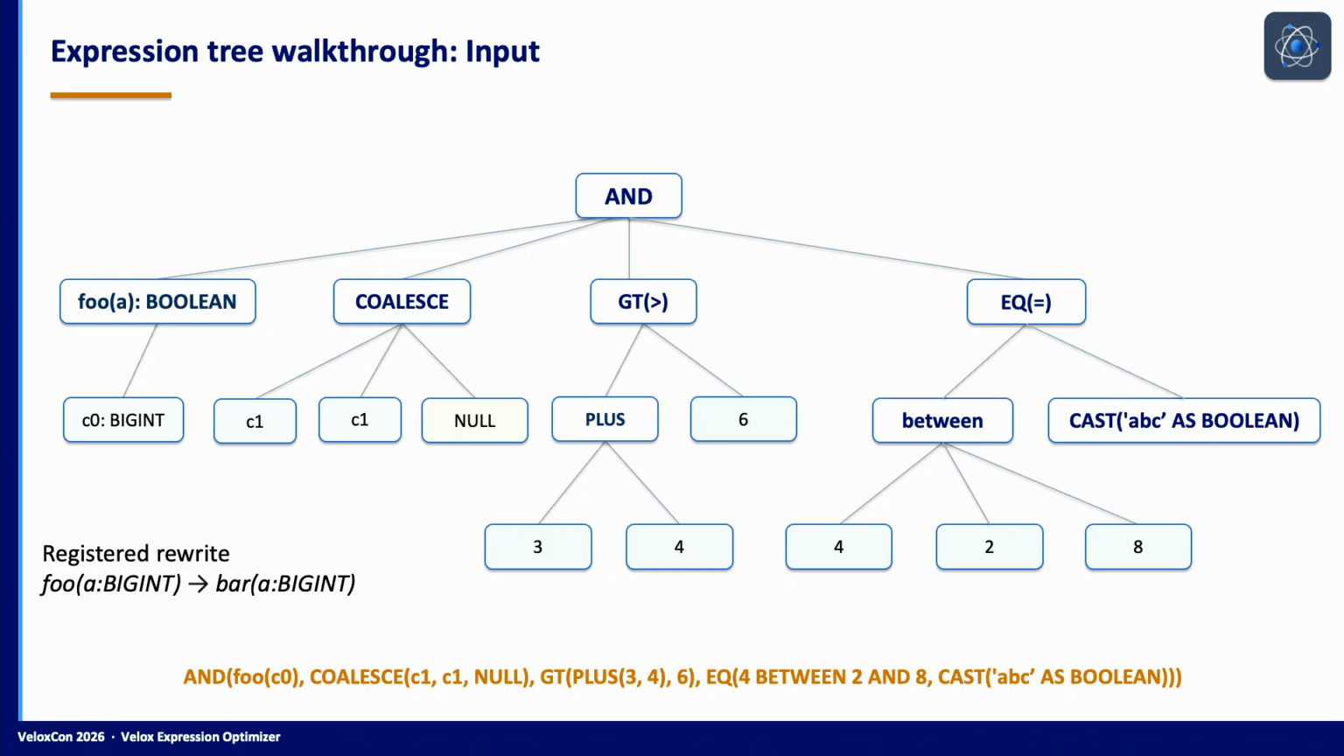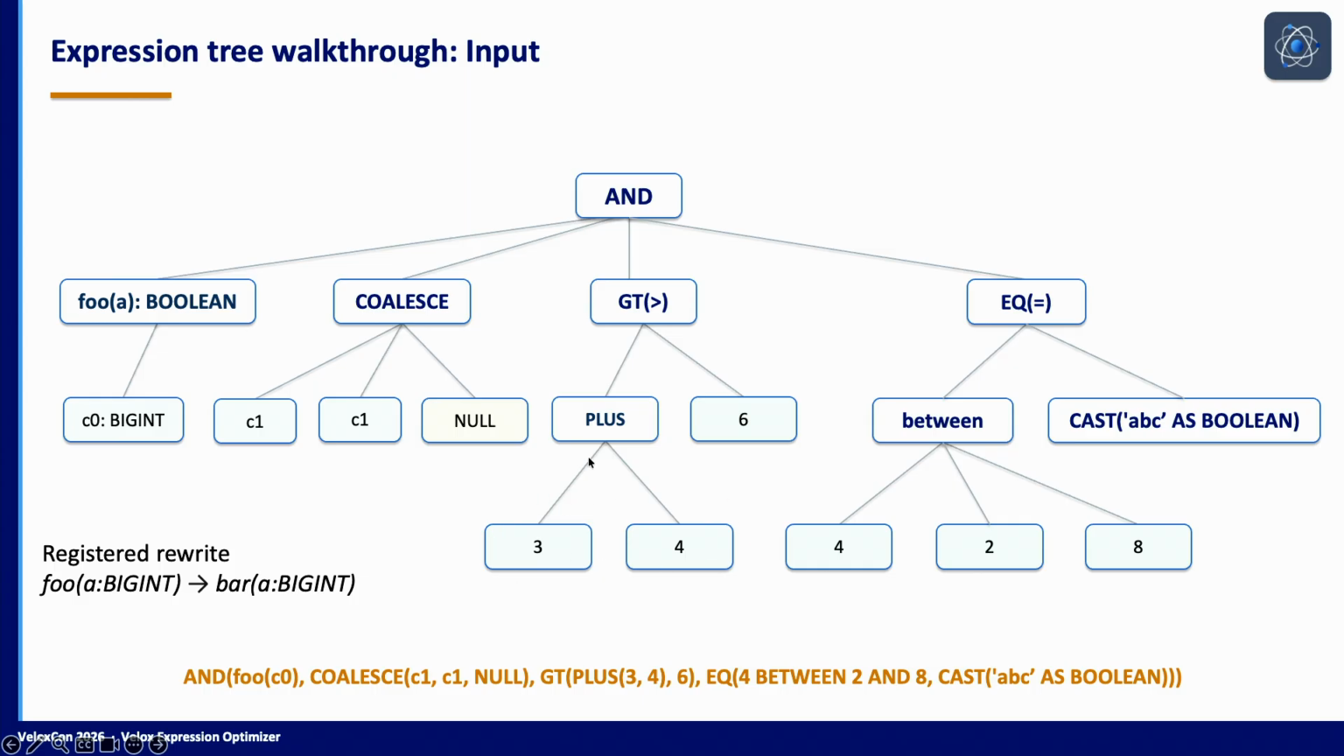Let's now go back to the same expression tree that we looked at before. There's a small change. You have a user-defined function, let's say foo, over a single variable, let's say a, which returns a Boolean. And you have a rewrite registered that says that if your argument is a bigint, then you rewrite this to bar. It's quite trivial, but let's run with this example. And the rest of the expression tree looks pretty much the same. And we'll walk through how the Velox expression optimizer folds it in stages.